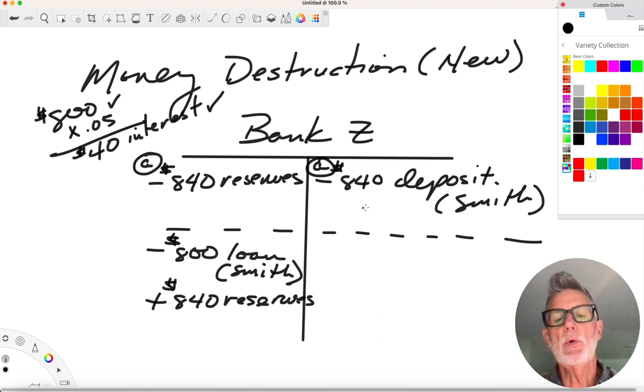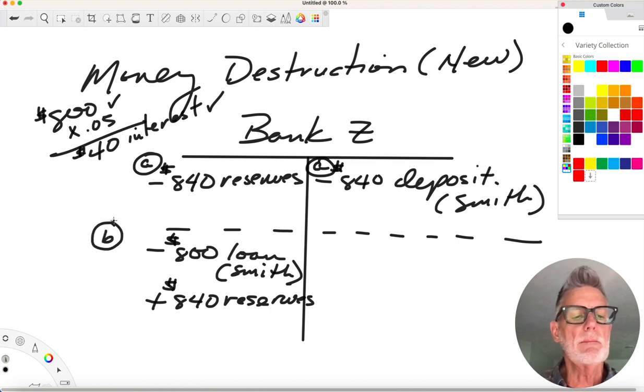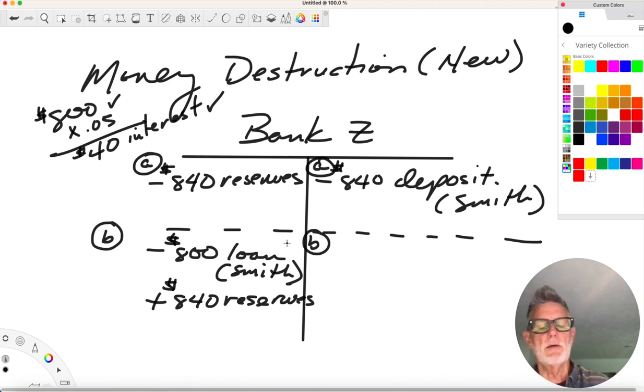So Smith made a withdrawal and that reduced the reserves by 840, but the loan is repaid and that increases the reserves by 840, and you'll see that that washes, okay? And this is transaction B. This is the effect of the repayment on the bank's books.